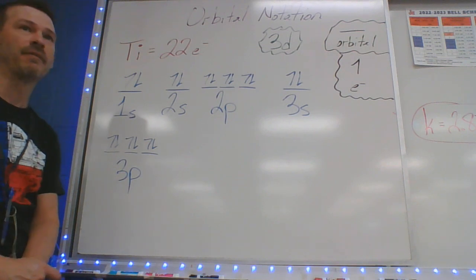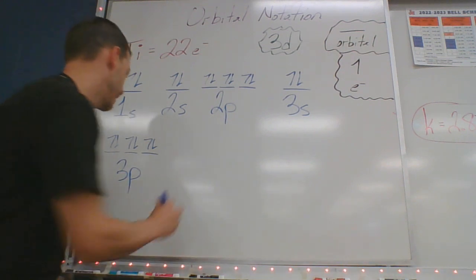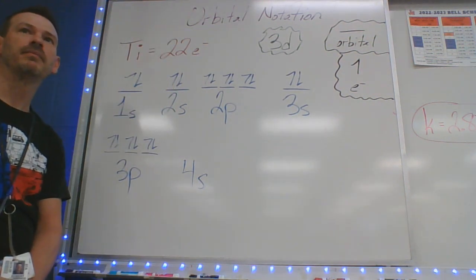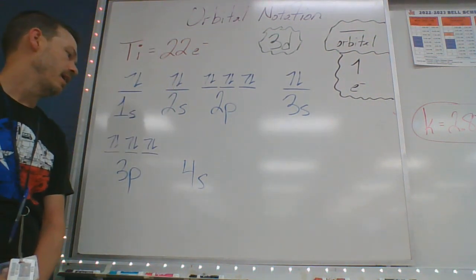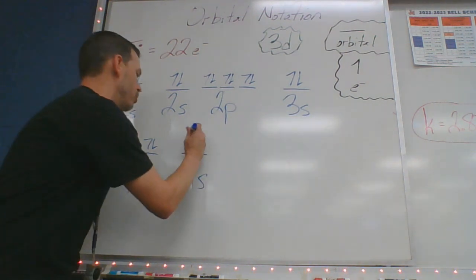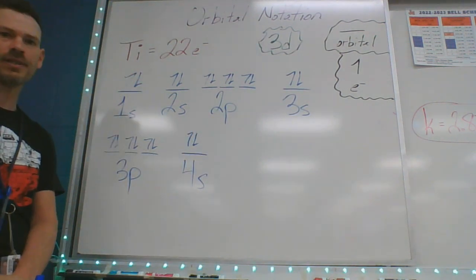Hey, anybody, what comes after 3P? 4S. If you keep reading your little book, how many orbitals does an S hold? 1. How many electrons does an orbital hold? 2. Spinning opposite directions.